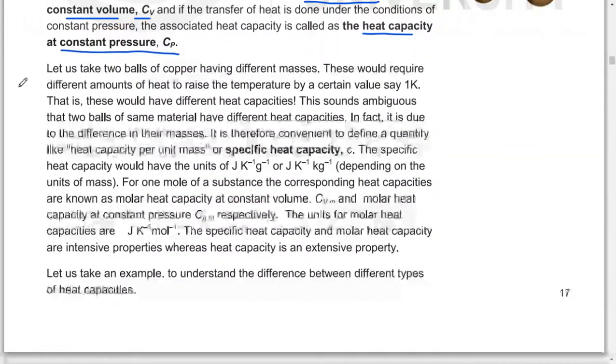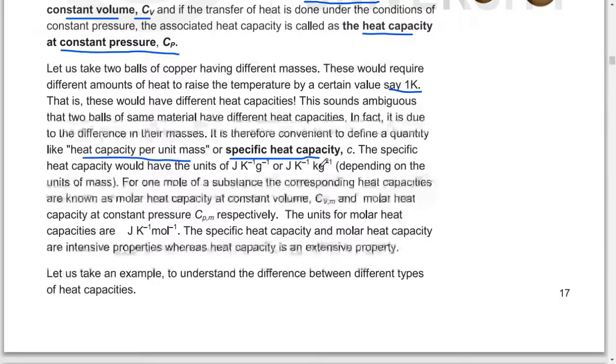Let us take two balls of copper having different masses. This would require different amounts of heat to raise the temperature by a certain value, say 1 K. That is, these would have different heat capacities. This sounds ambiguous, that two balls of the same material have different heat capacity. In fact, it is due to the difference in their masses. It is therefore convenient to define a quantity like heat capacity per unit mass, or specific heat capacity.